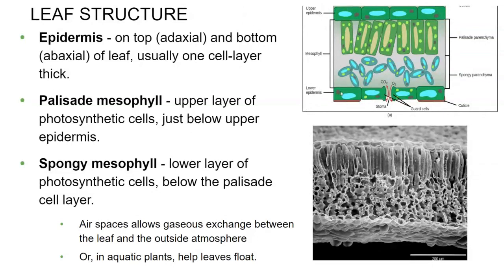The lower epidermis is very similar to the upper epidermis. It does excrete a little bit of a waxy cuticle, but its main purpose is to have these stoma, these holes that allow carbon dioxide to enter and allow oxygen to escape. So lots of gas exchange is happening inside of the leaves. Leaves breathe. Now, let's talk about mesophyll.